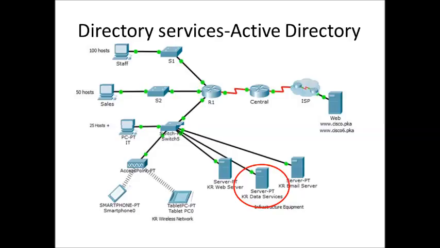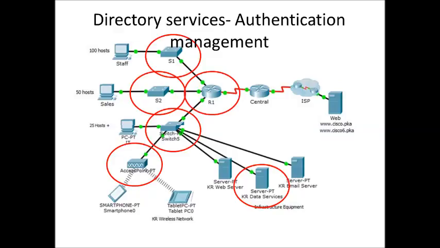If this service is offline, however, no device will be able to access the services on the network, so I would recommend that the KR network adds additional domain controllers / active directories. Authentication management can be implemented in the KR network at the data server to control all the authentication methods in place on the network.